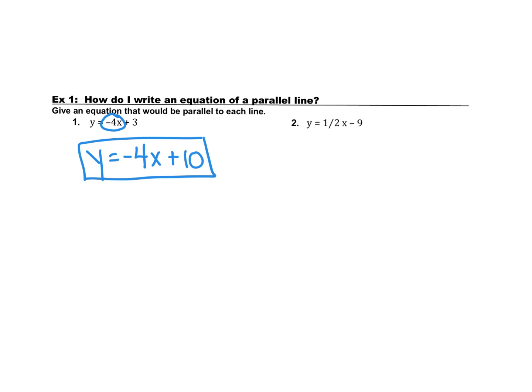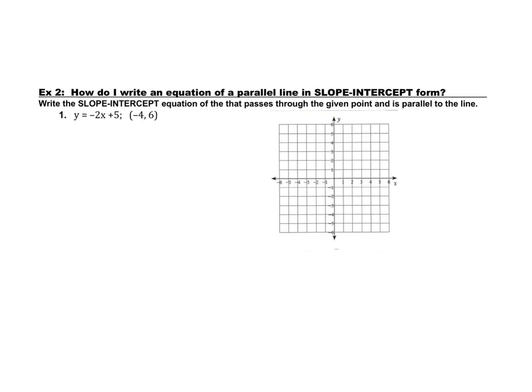So question number 2, our slope here is 1/2. So I have y is equal to 1 over 2x. And then instead of having negative 9, let's just say I'm going to have a positive 9 for my y-intercept. And you can have any other number besides a negative 9 to be your y-intercept.